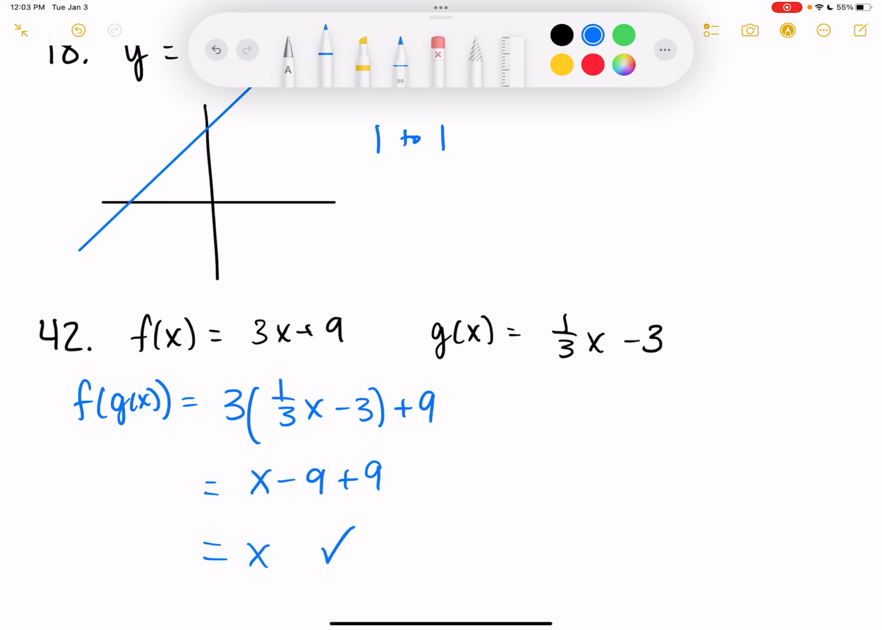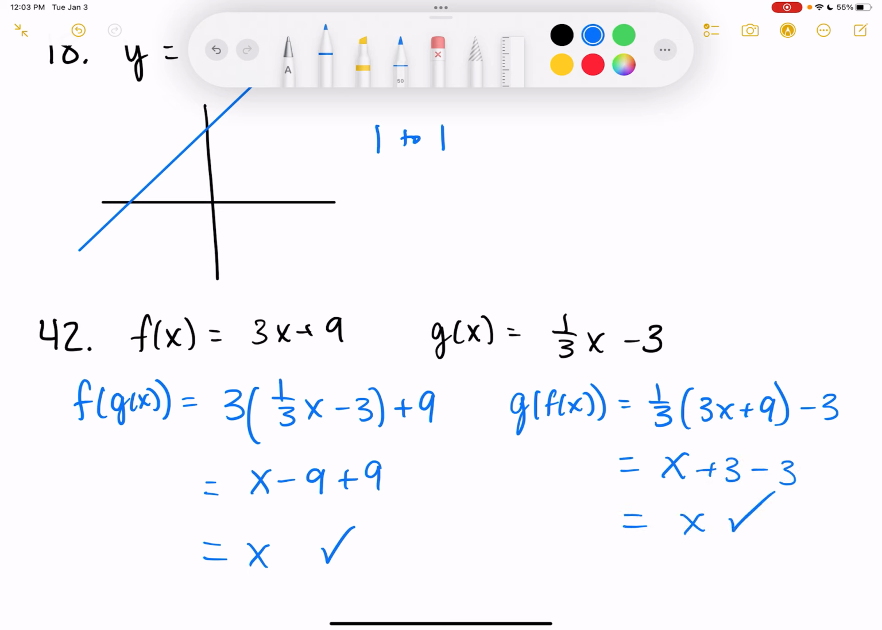So that one's good, but I need to check the other way. So g of f of x. I'm going to do the reverse of it. So for x in g of x, I'm plugging f of x. So 1/3 times 3x plus 9, minus 3. So this is x plus 3 minus 3, which equals x. So that one is.